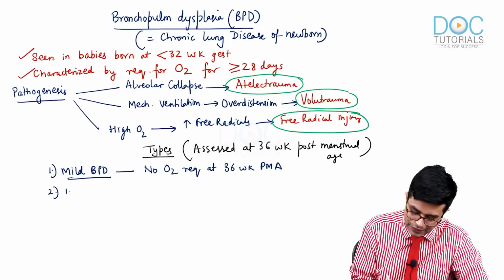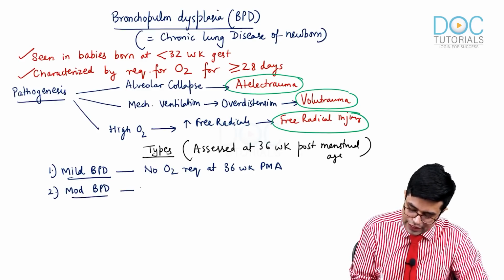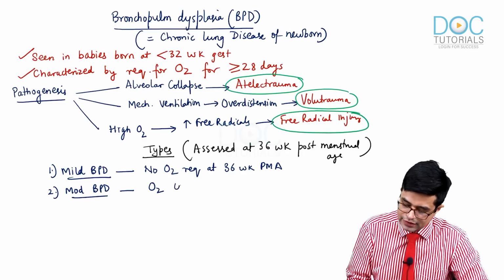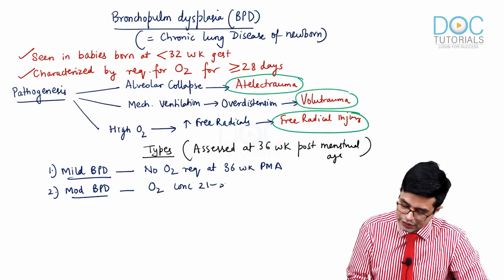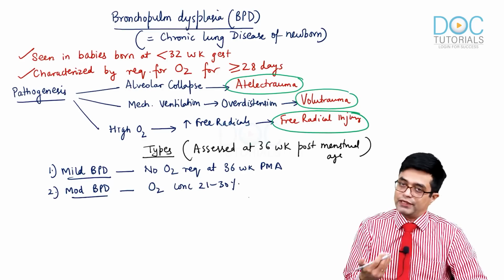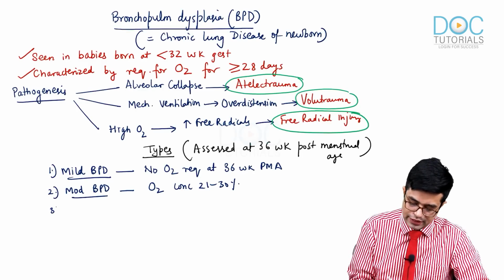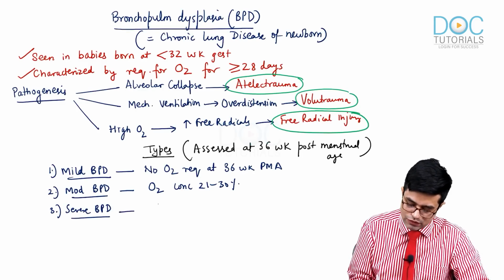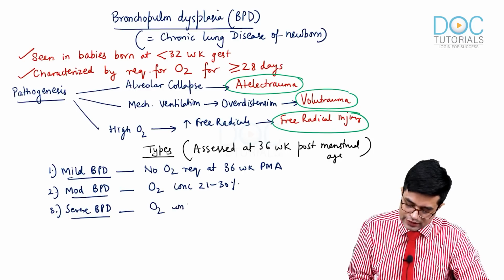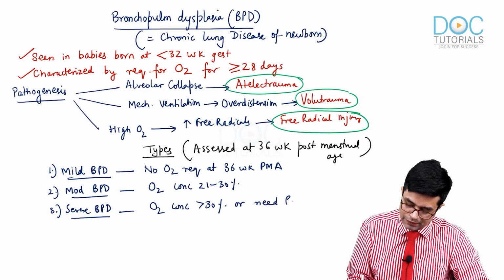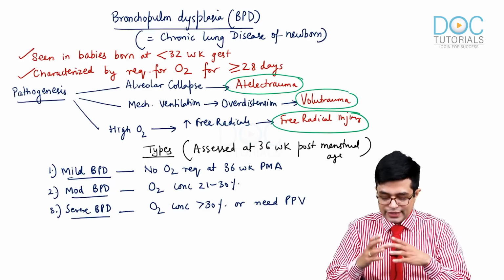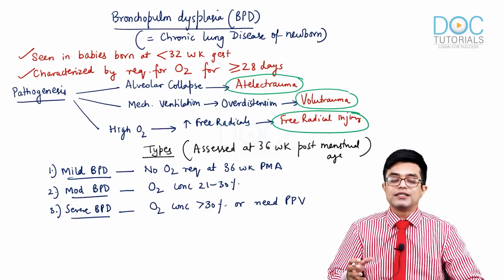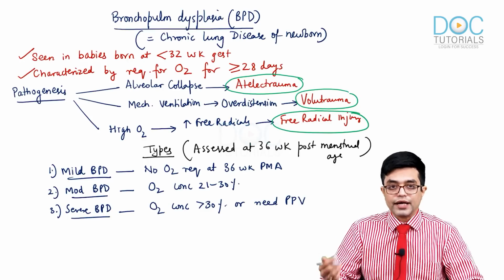Second is moderate BPD. If the child requires oxygen with a concentration of 21 to 30% now also, then we will say moderate BPD. And third is severe BPD. If at 36 weeks of postmenstrual age, the child requires oxygen concentration more than 30% or there is a need for positive pressure ventilation, then we will say severe BPD is present in the patient. So it is a clinical diagnosis.